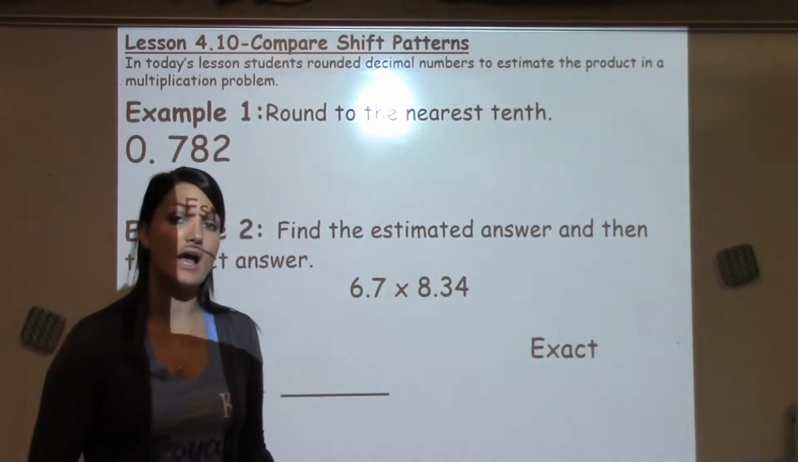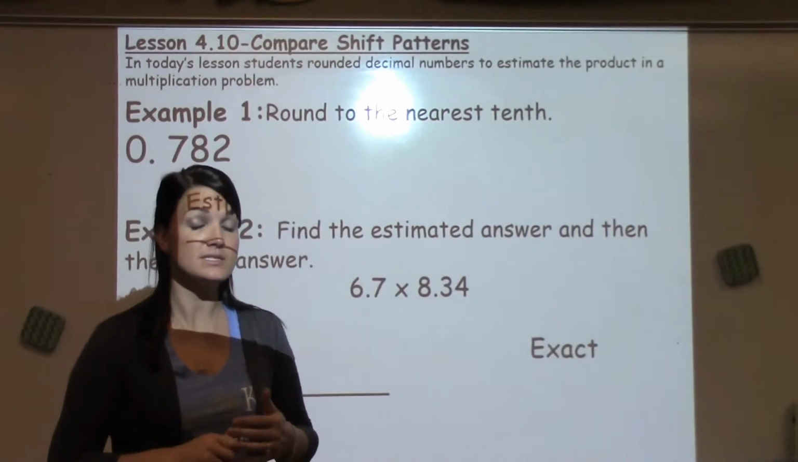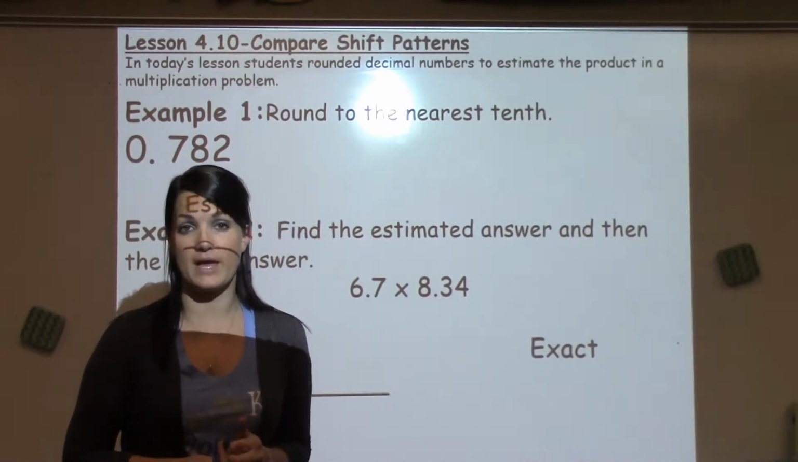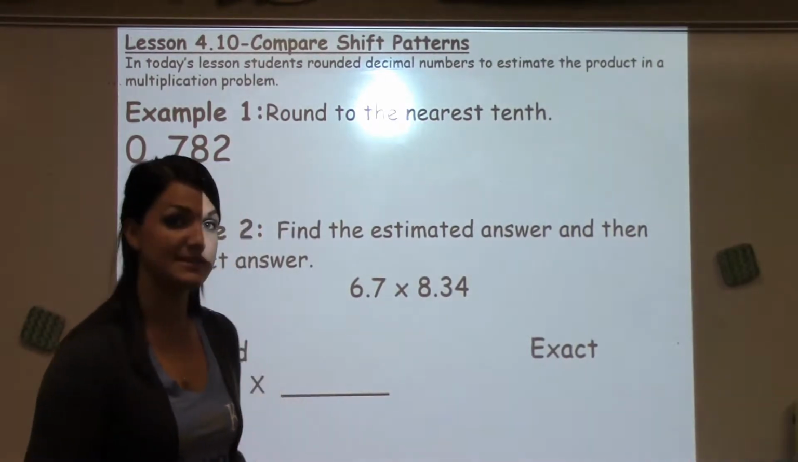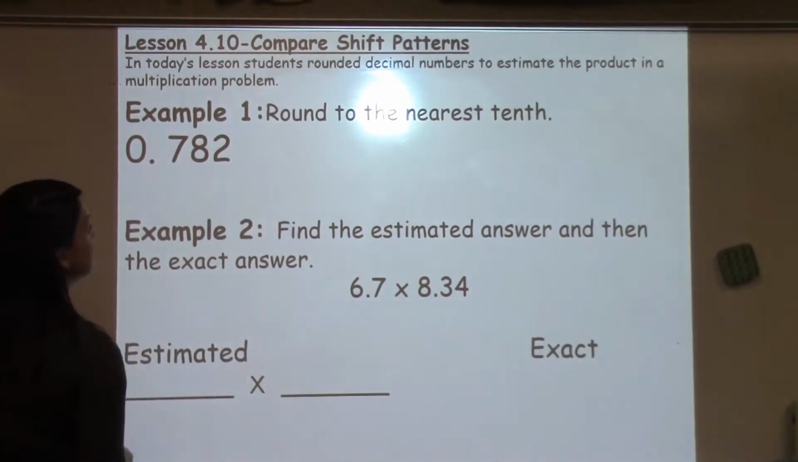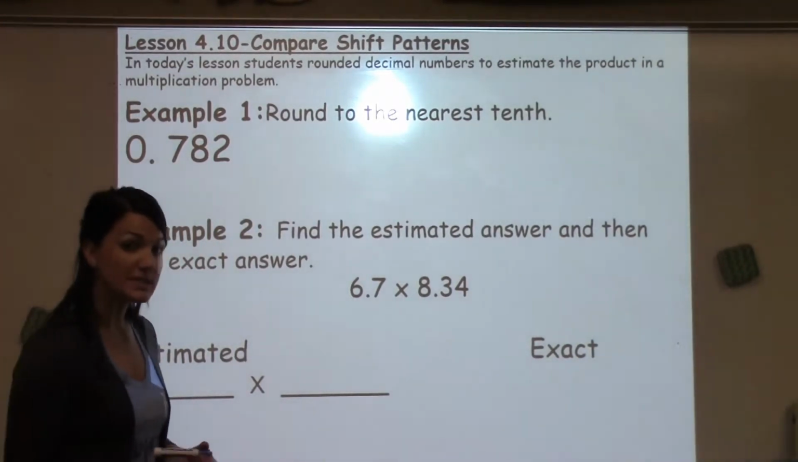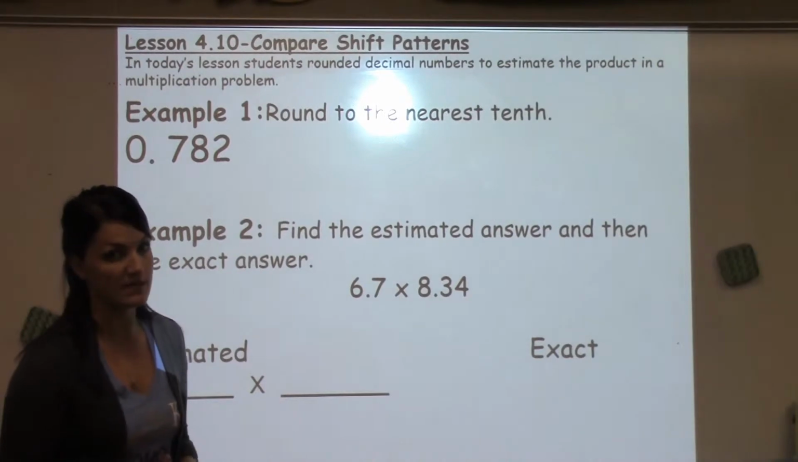Today students learned about how to round decimal numbers to help them estimate when they're multiplying with decimals. So let's take a look at some examples. Example 1 says round to the nearest tenth. So the first thing the students did today is just practice their rounding skills.